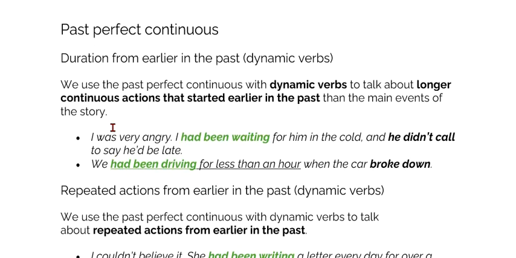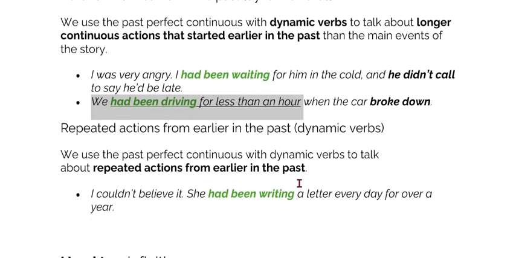We can use past perfect continuous with action verbs to talk about the duration of an event before the main event in the past. So past perfect continuous refers to the duration of an event before the main event. I was very angry and I had been waiting for him, the duration before the main event, and he didn't call. We had been driving for less than an hour, duration of an event before the main event, when the car broke down. Very clear example, everybody. You can easily understand how to use past perfect continuous. Use past perfect continuous for the duration of an event, and that's it.